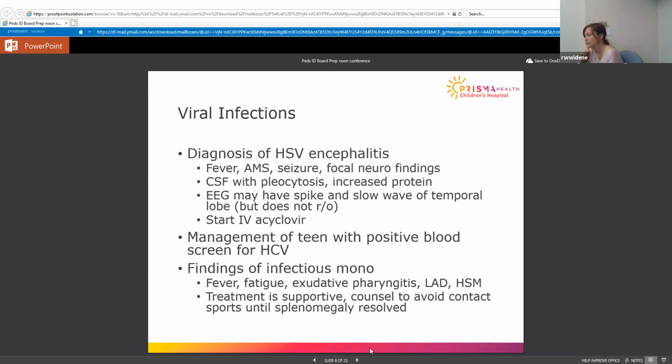If you just see the word PLEDS, think herpes. I mean, that should be an automatic thing. But if they say EEG shows slow wave with temporal lobe, you're going to count that. Just remember, herpes temporal lobe.